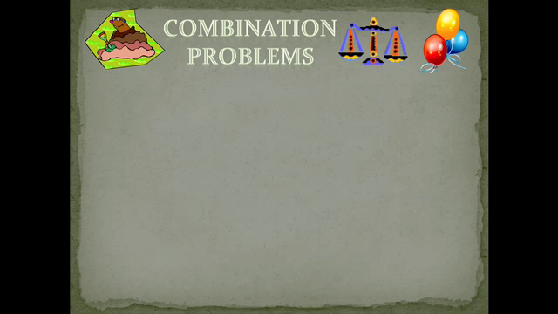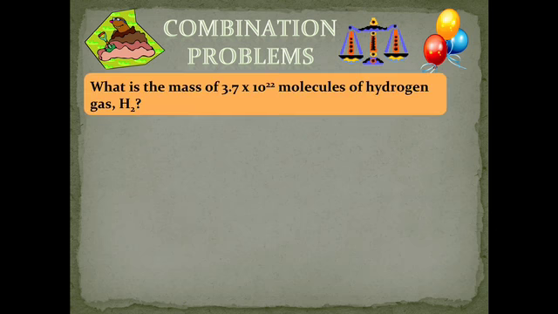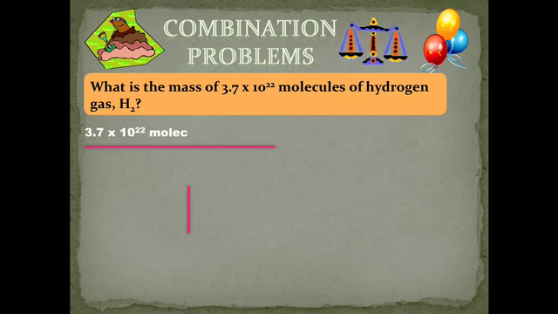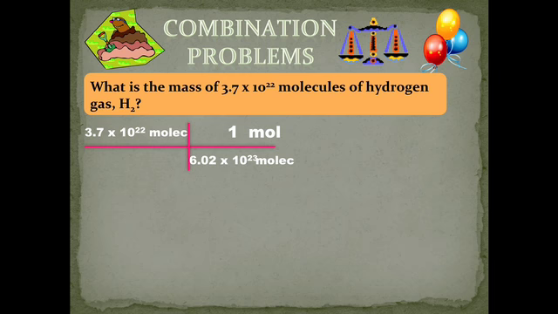So now we're going to look at combining some ideas, like using the mass with the particles that you already learned about. So what is the mass of 3.7 times 10 to the 22nd molecules of hydrogen gas, which is H2? So I start with my known. Draw my tracks. Molecules is on top, so I'm going to need that to go on the bottom, and I need moles on top. Molecules is my particle number, so that's going to be my 6.02 times 10 to the 23rd. Molecules cancels, but I want mass, not moles, so I need to keep going.